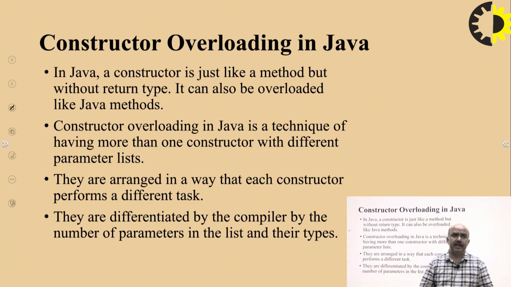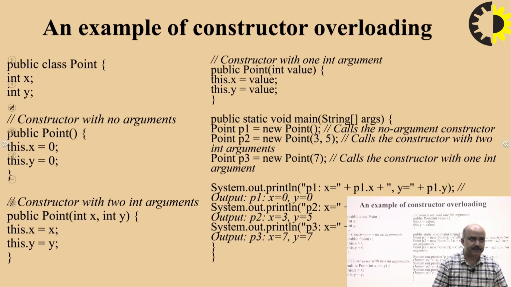So in Java, the constructor is like a method, but without any return type, as we already know. So you can also overload constructors like Java methods. Constructor overloading is a technique of having more than one constructor with a different parameter list. As we already know, one parameter, two parameters or more, and so on. They can be differentiated by the compiler at the time of compilation by the number of parameters in the list and their types.